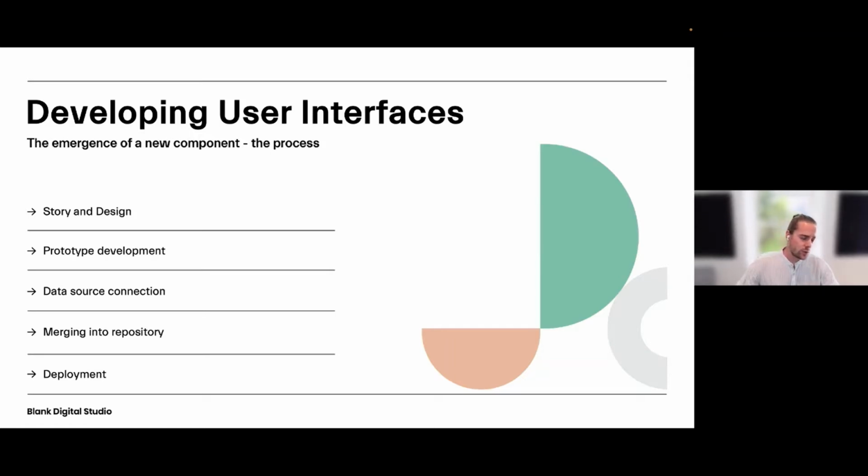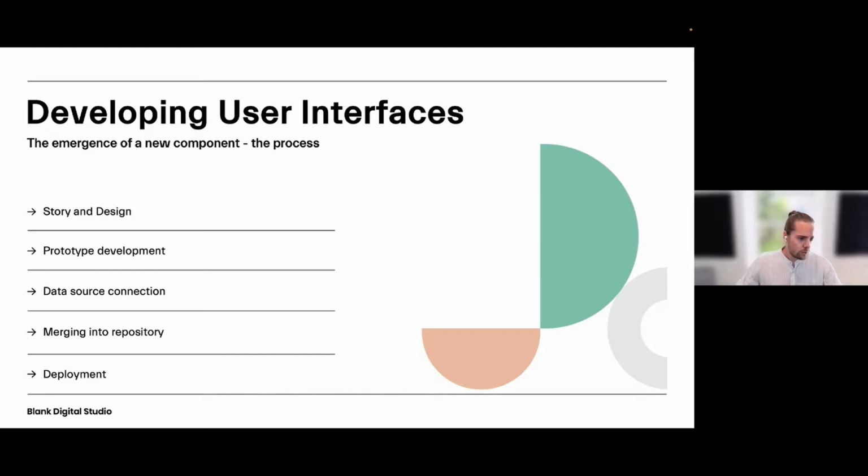To give you a quick overview, the user interface development in our case is split into 5 parts. First we have the story and design, which means we have a specific use case for which we create a story and corresponding design. The next part is the prototype development, which can then be tested in the first stage. The third stage is the data source connection, which means that the static prototype is connected to real data sources.